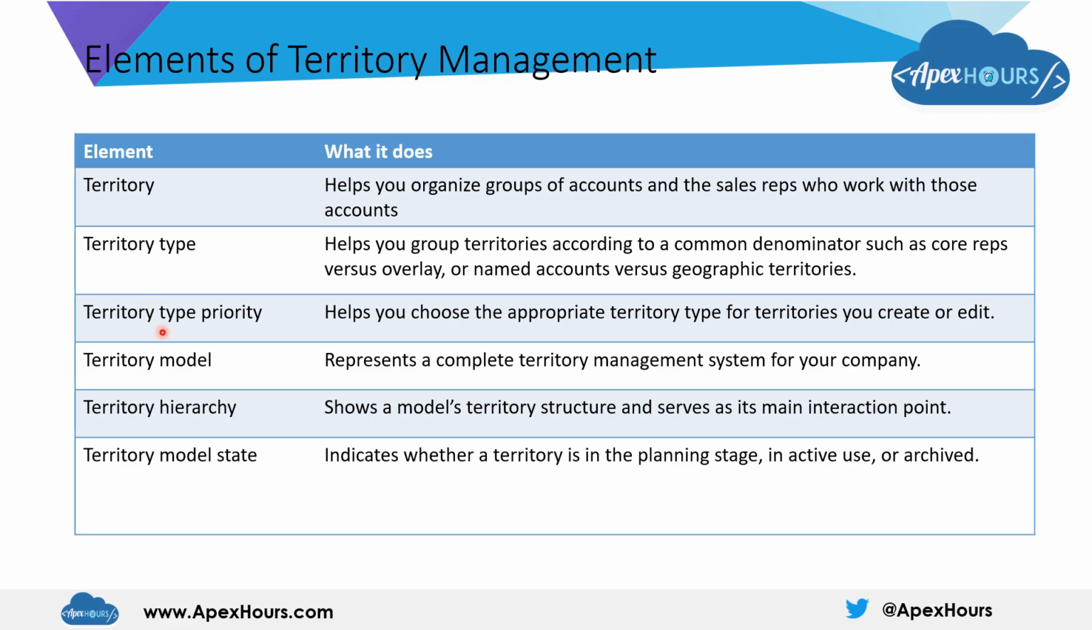Next is the territory type priority. It helps to choose appropriate territory type for territories created. Next is a territory model. It represents a complete territory management system for the company. Territory hierarchy. It shows a model's territory structure and serves as its main interaction point. Next is the territory model state. This represents whether territory is in planning stage or whether it is active or archived.